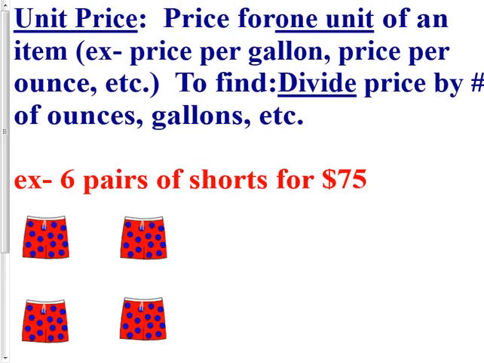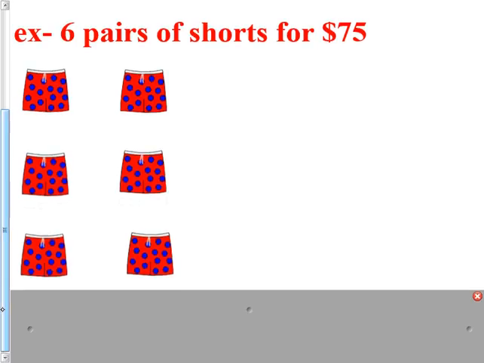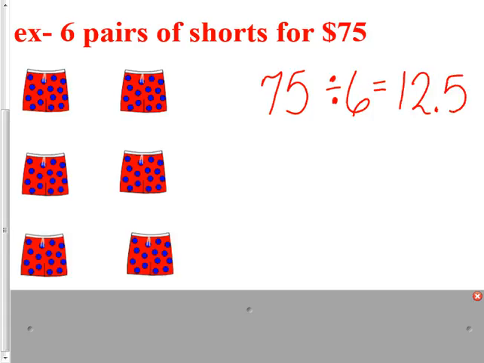So, for example, if we can get 6 pairs of shorts for $75, we need to take the 75 and split it into 6 pieces. In other words, we need to do 75 divided by 6. And if we do that, we're going to get that each pair, we're going to get this as our answer. Now, this is money. So remember, money has to be 2 places after the decimal. So we're going to rewrite that as $12.50. And that's $12.50 for one pair.